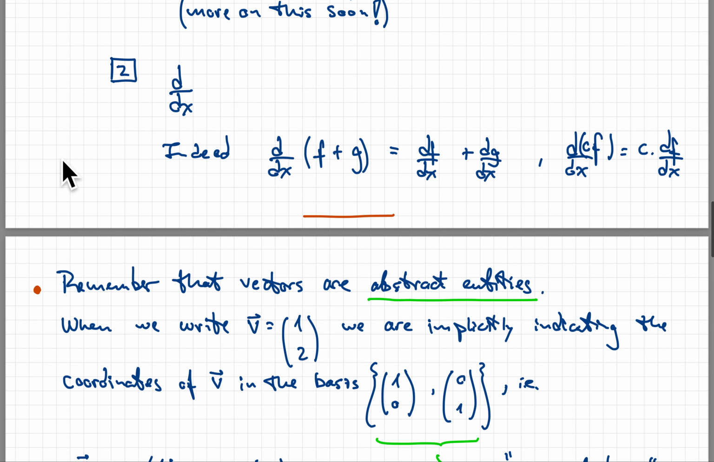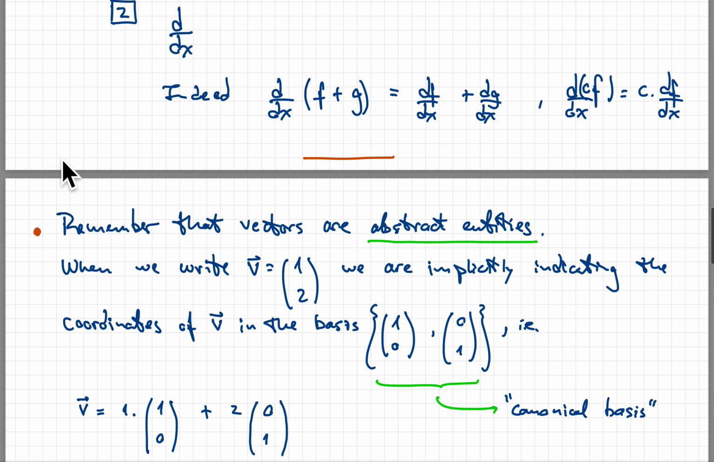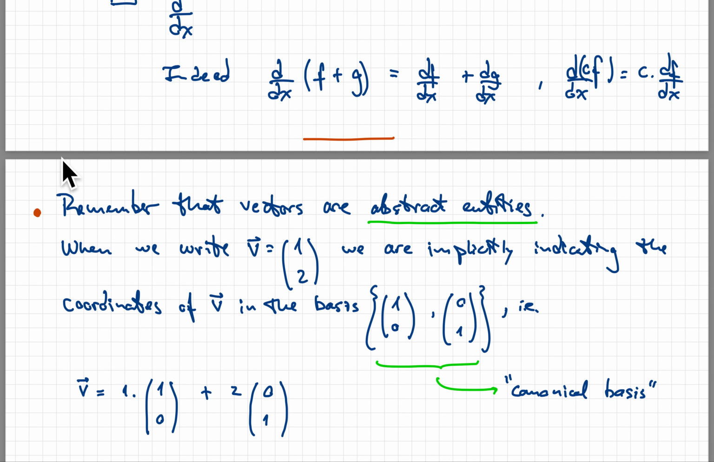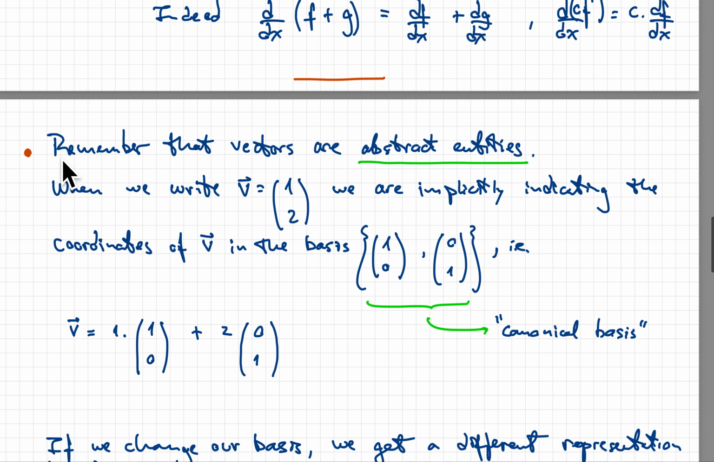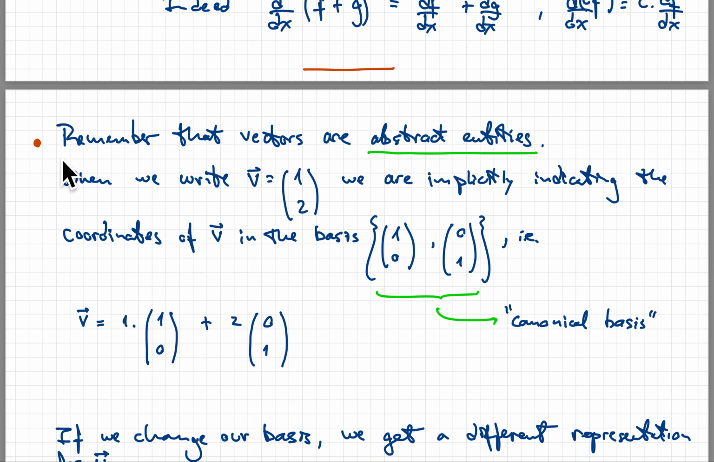So I said in a previous video, actually many videos ago, you can look at one of the first few videos on vector spaces and definitions and examples of vectors, that vectors have a life of their own. So vectors are abstract entities.